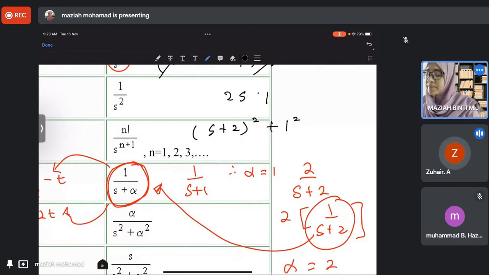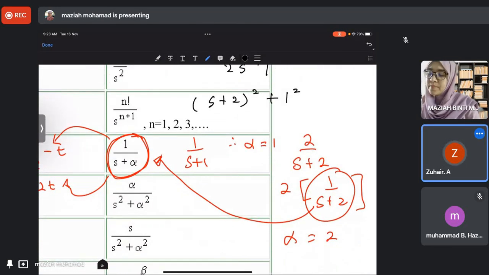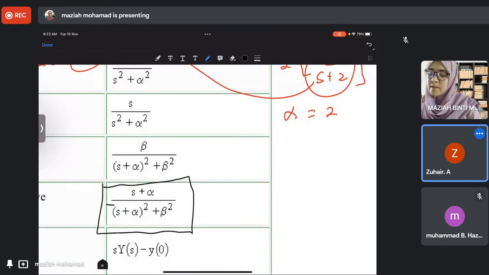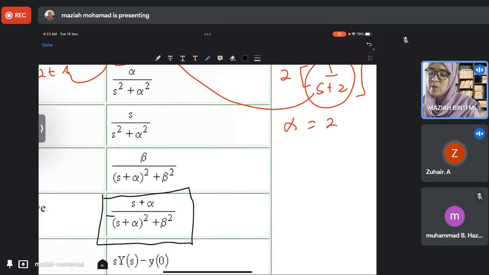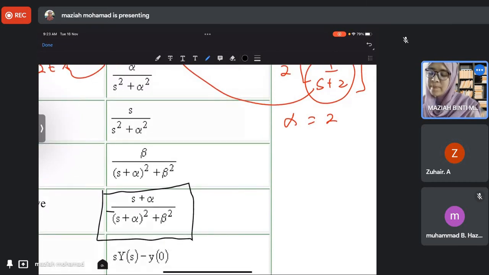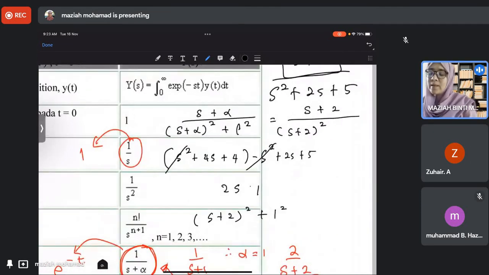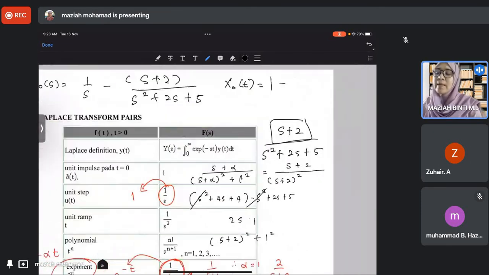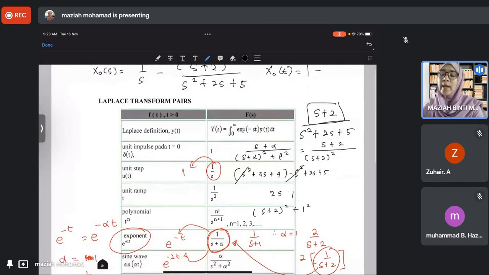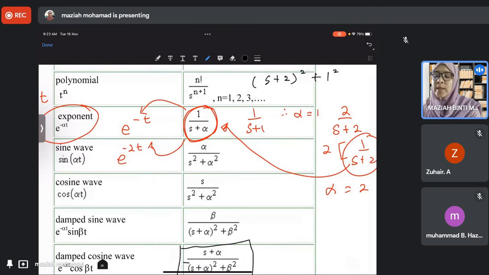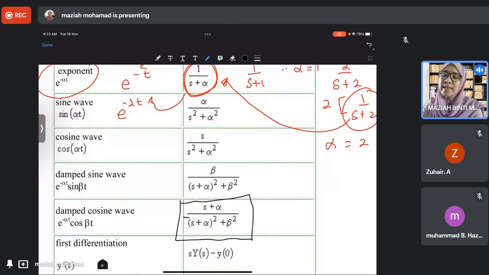Yes, why? What if we do completing the square for the denominator? Completing the square. Mana square mana? S plus alpha square. Tak, yang denominator, yang method completing the square tu. Is it possible to do it? Basically, the objective is to get the same form as the standard form here.